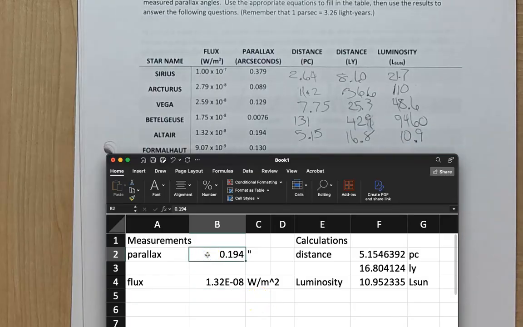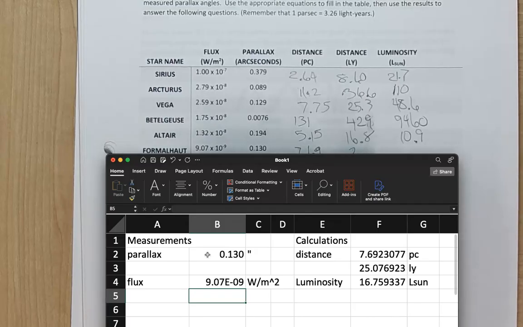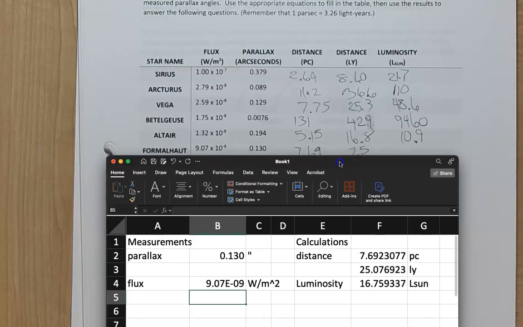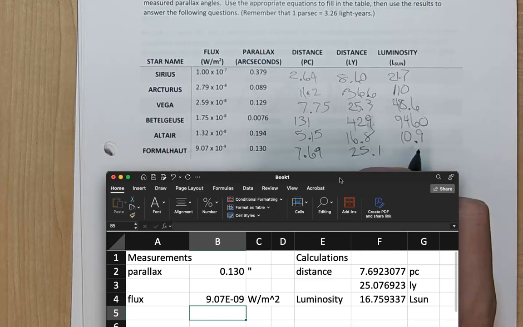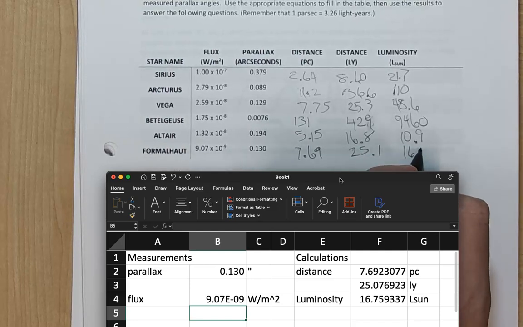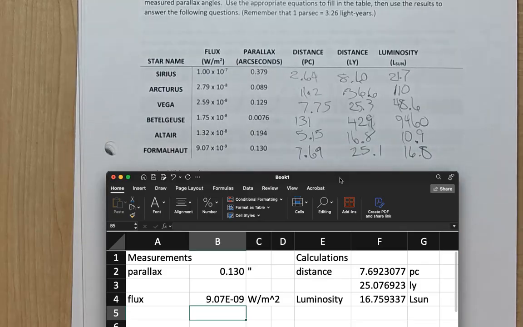All right, and last but not least, Fomalhaut is almost the same distance as Altair. Well, a little bit different, right? 7 parsecs, 25. Here, I'll move this out of the way so that you can see what I'm writing down. 25 light years, or 16 solar luminosities. Okay, so all of these stars.